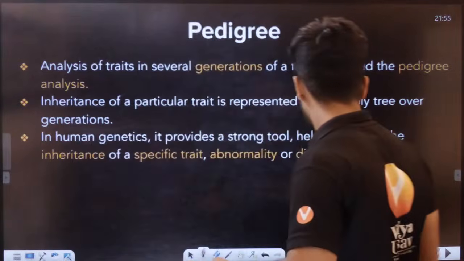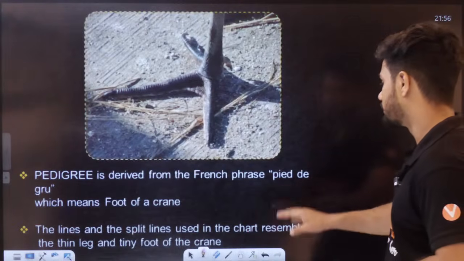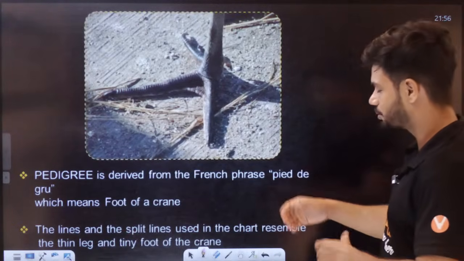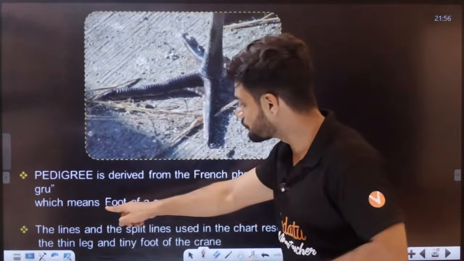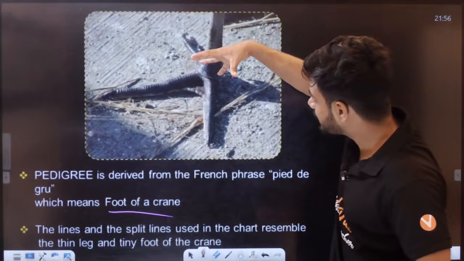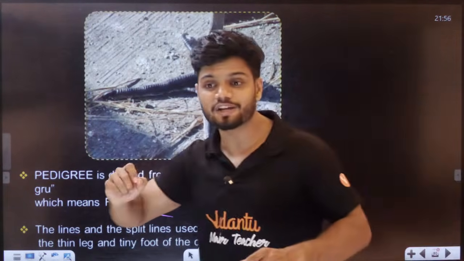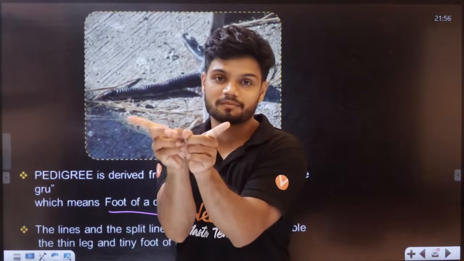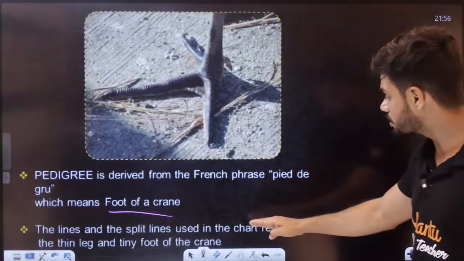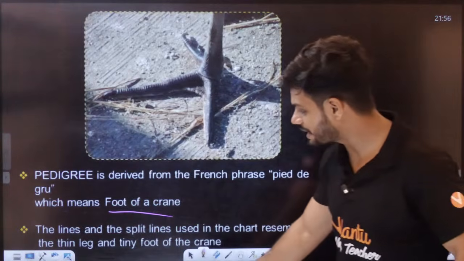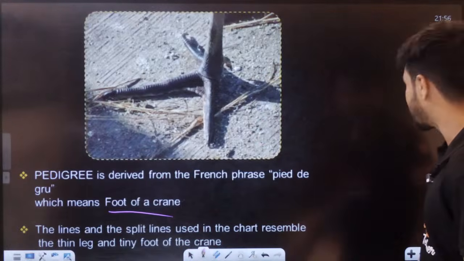Let me show you. The word pedigree originated from the French phrase pied de grue, which means foot of a crane. Like how the foot of a crane splits like this, similarly a pedigree also undergoes splitting. The lines here are the split lines used in the chart, resembling the thin legs and tiny foot of a crane. This is where the word pedigree came into existence.